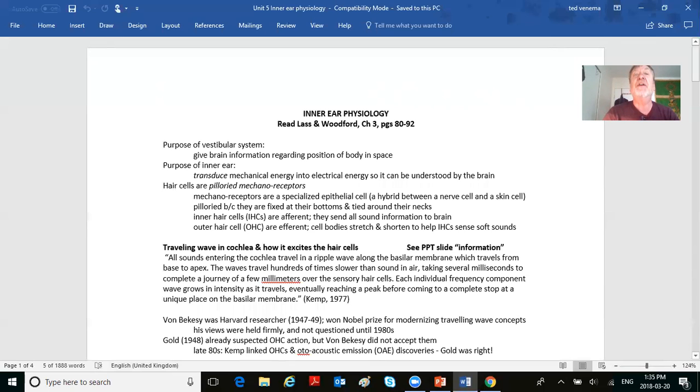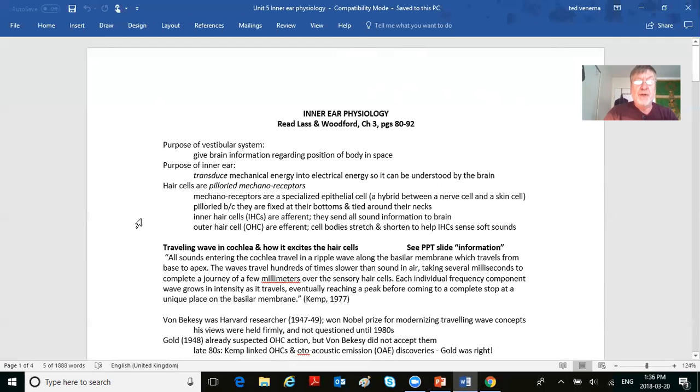All right, purpose of the inner ear or cochlea, to change mechanical energy into electrical energy so it can be understood by the brain. The middle ear changes sound waves into mechanical energy. The cochlea takes that mechanical piston-like energy from the middle ear, changes it into hydraulic energy, in other words, the traveling waves. And the hair cells change the traveling waves into electrical current. Okay, and changing means to transduce. Transduce means to change energy from one form to another.